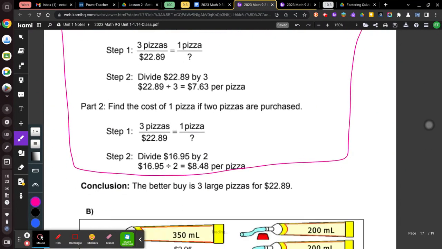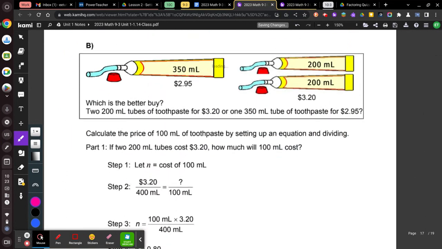Those are the steps on the next page. Now we're going to talk toothpaste. So go to the toothpaste page. On toothpaste, it says we could have $2.95 for 350 milliliters, or here, $3.20 for 400. So when they give you multiples, you've got to add them together.